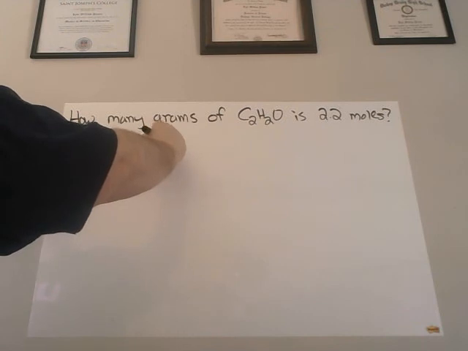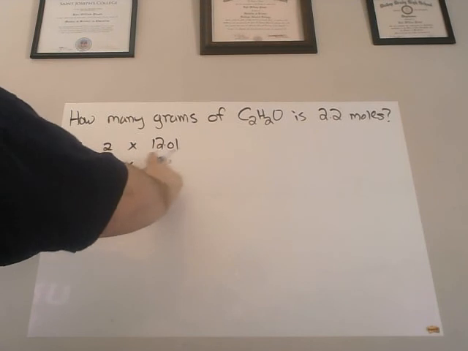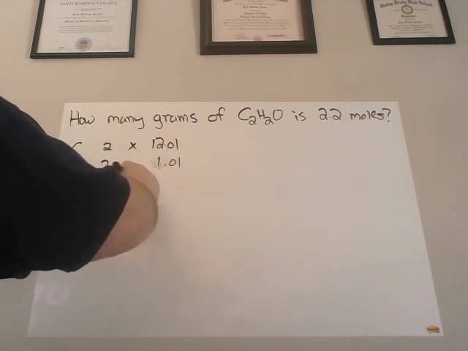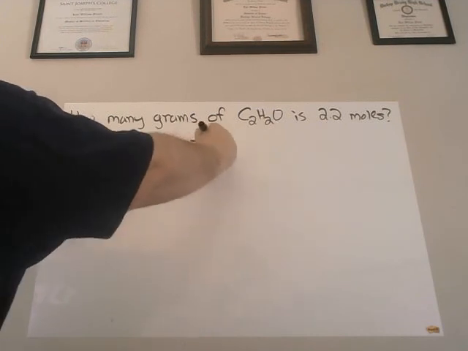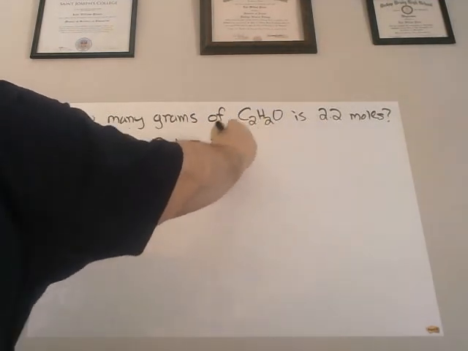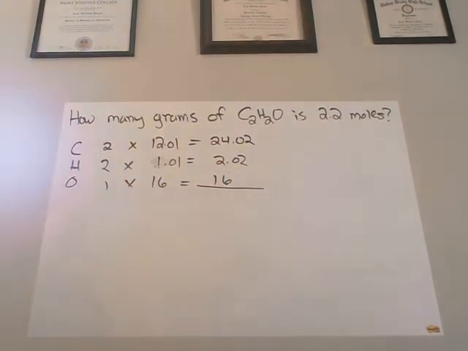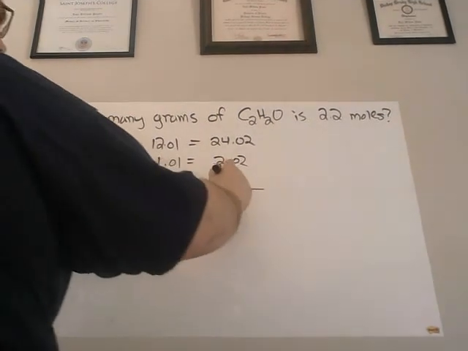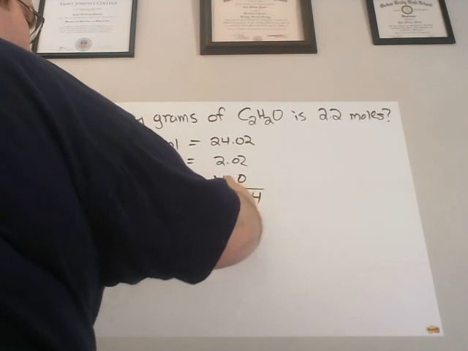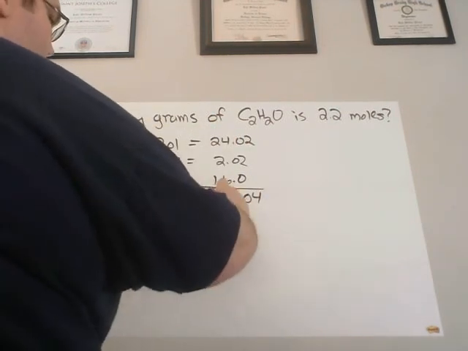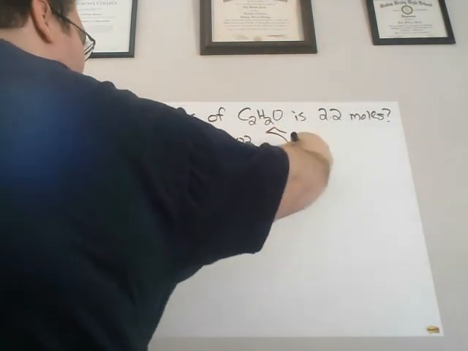Carbon's molar mass off the periodic table is 12.01. Hydrogen's molar mass off the periodic table is not 2, it is 1.01. And oxygen's molar mass off the periodic table is 16. I add those together, and I get 42.04 grams per mole. And that is the molar mass.